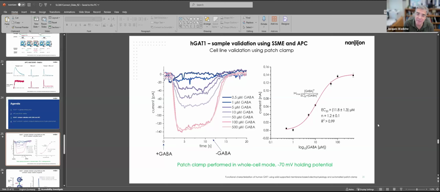And the fastest time base that you can get, are these always going to be in seconds, or can you get faster than that? For patch clamp, I perfused GABA for 12 seconds, while for SSME, just 1 second. So of course, the temporal resolution is way higher with solid supported membrane electrophysiology.